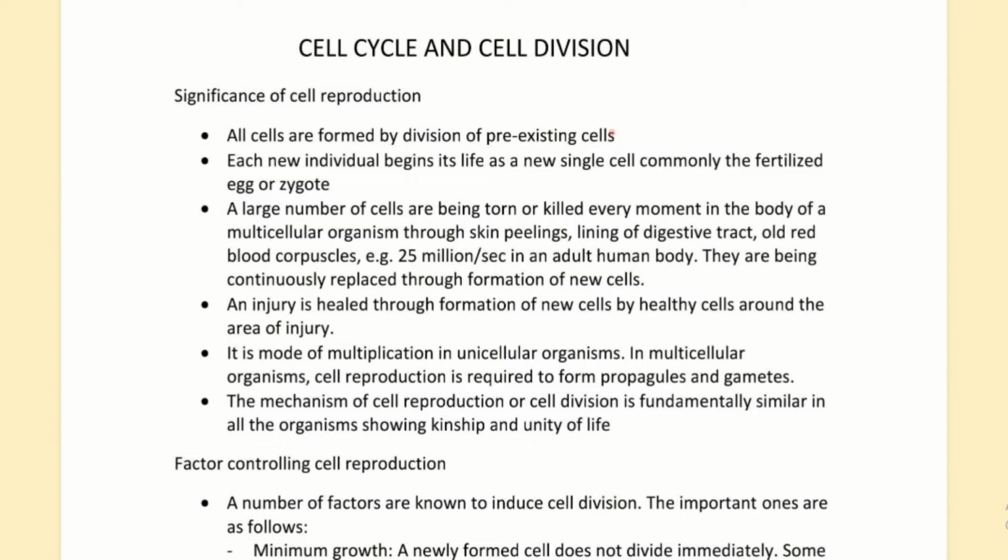It is the mode of multiplication in unicellular organisms. In multicellular organisms, cell reproduction is required to form propagules or gametes. The mechanism of cell reproduction or cell division is fundamentally similar in all organisms, showing the kinship or unity of life. This is the significance of cell reproduction.